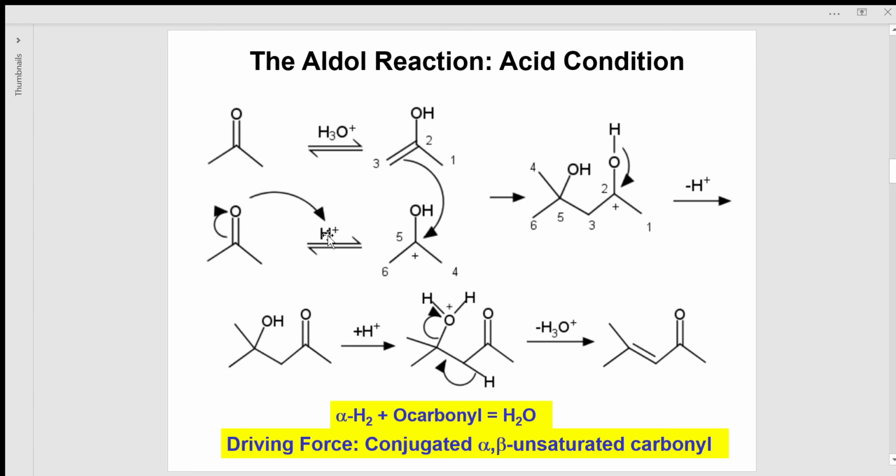So in acid conditions, we can easily protonate this oxygen and form a carbon cation. In this ketone, some of the molecules could be in this enol form, and some could be in this cation form. These two will be very happy to react with each other to form these molecules.